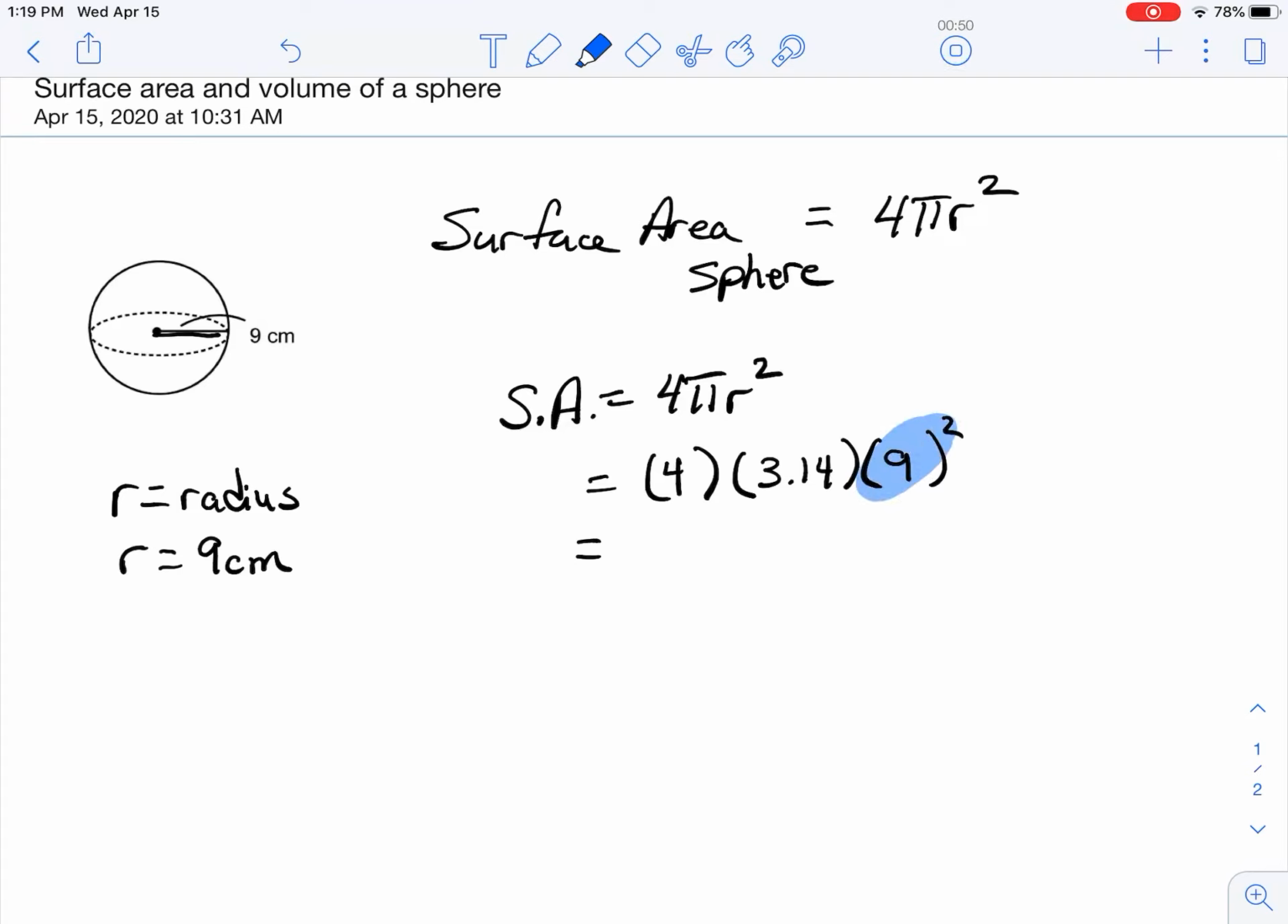We're going to sub into the formula using our brackets as always. I'm going to take care of that exponent first. Just remember that's 9 times 9. It's not 9 times 2. Very common mistake and not a big deal if you make that. And then those brackets are there to remind us to multiply through.